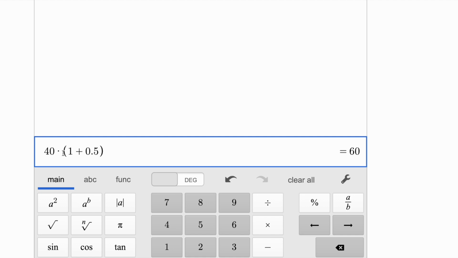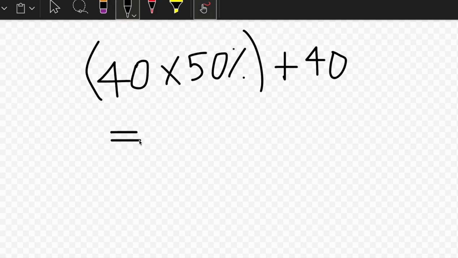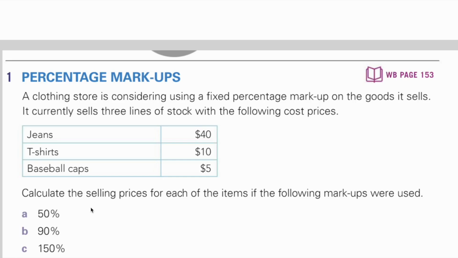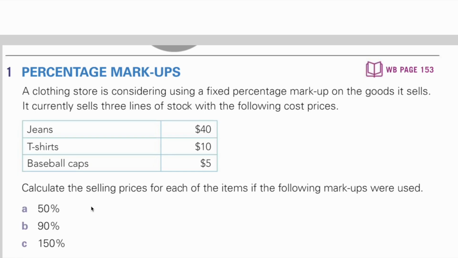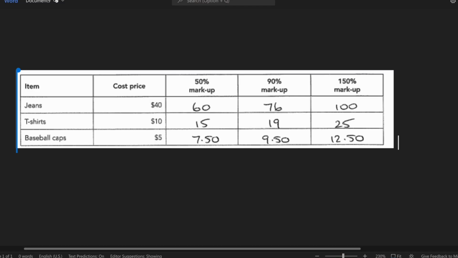The reason I wrote 1 is the 100% value, so you're adding 50% to the 100% value. So the 50% comes from the markup. So the answer for the first one is $60, which is the selling price after jeans have been marked up by 50%. I'll let you guys pause the video if you want, and you can do the rest. And yeah, so here are the answers. I hope you guys got that correct.